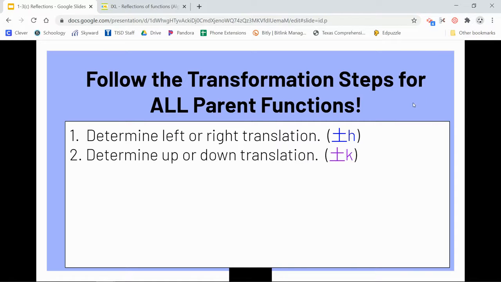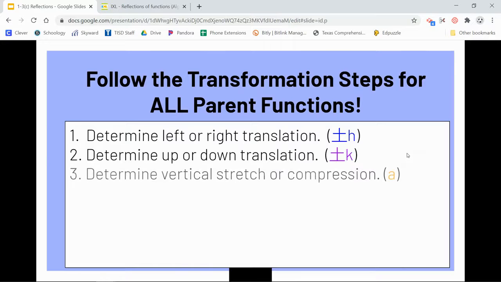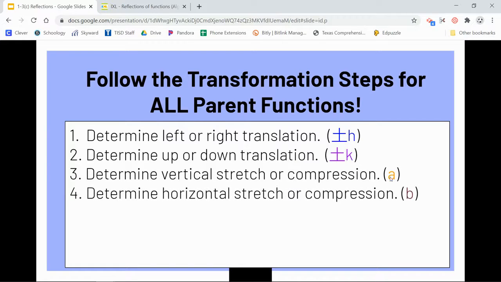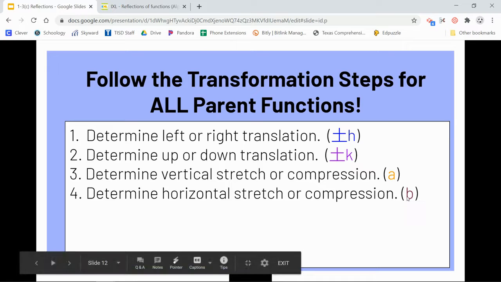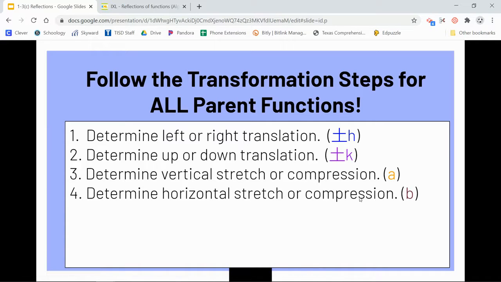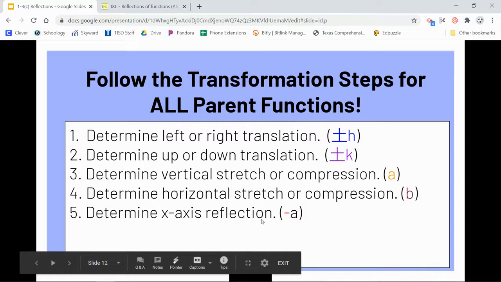Determine if it's up or down, positive k going up, negative k going down. Determine the vertical stretch, compression. If A is bigger than 1, it's a stretch. If A is a fraction or decimal less than 1, it is a compression. On our B, horizontal compression, if B is greater than 1, it's a compression. If B is between 0 and 1, a fraction or decimal, it's a stretch. Then we look at the x-axis reflection, and that is the negative on the A. And then we look at the y reflection, that is the negative on the B.